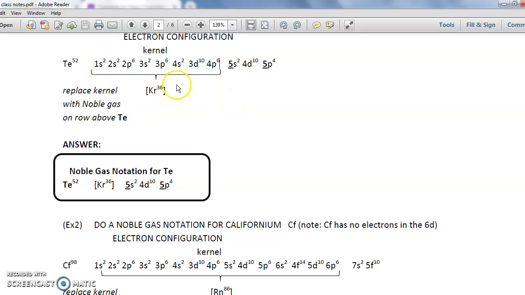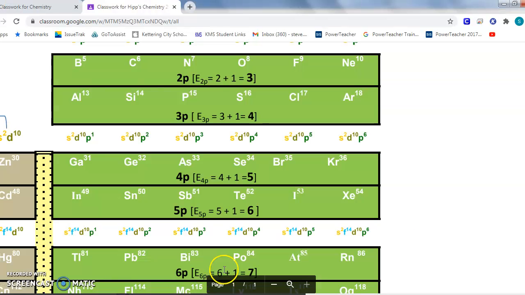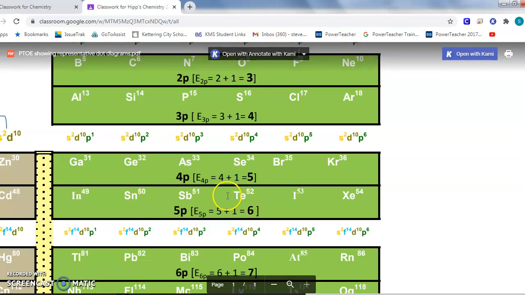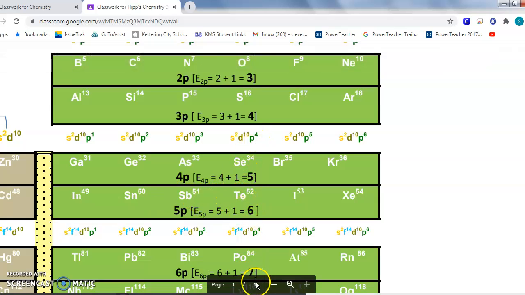If we went to square one and worked our way to tellurium's row, we would fill the 1s, the 2s, the 2p, the 3s, the 3p, the 4s, the 3d, and the 4p. I would have to fill all that before I got to the row with tellurium on it. Tellurium's row would be the 5s2, 4d10, 5p4, as we can see right here. Here's tellurium. It's the 4th one over in the 5p.